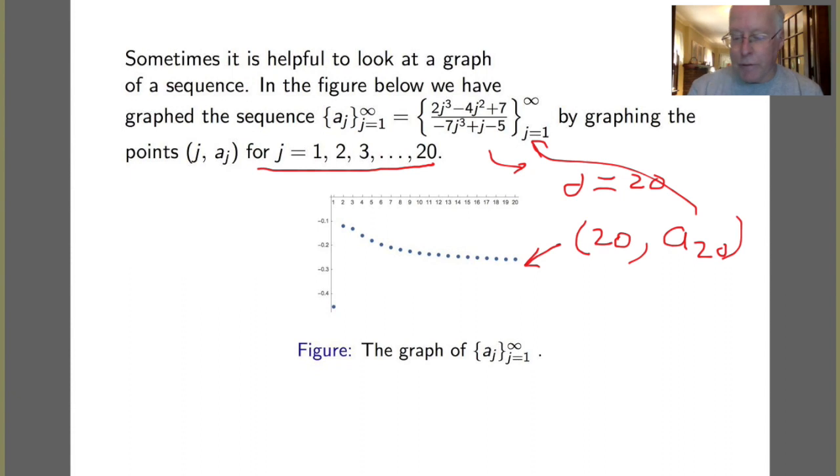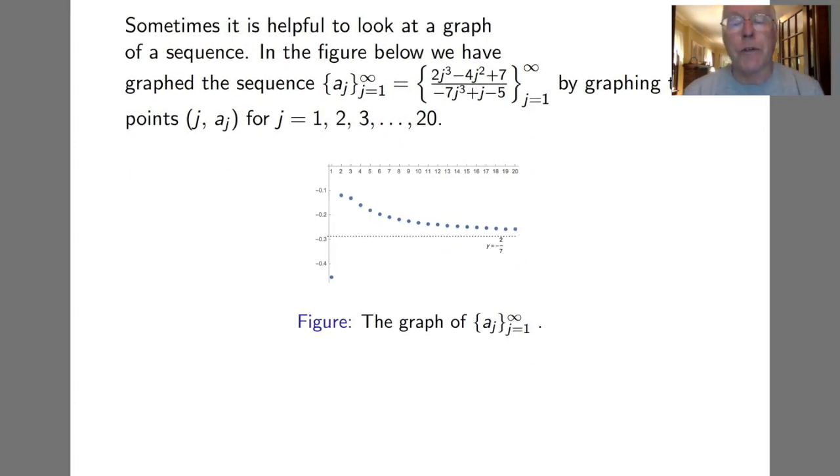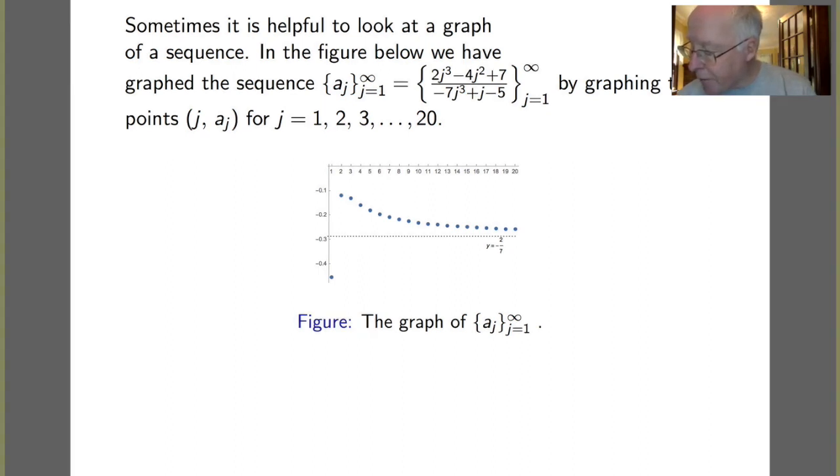And in the next picture, we add the horizontal asymptote, y equals minus 2/7. Remember, the sequence converges to minus 2/7. And in this picture, we can see that as the j's get bigger here, these dots are getting close to the line y equals minus 2/7, that is, the y values, or a sub j's, are getting close to minus 2/7.